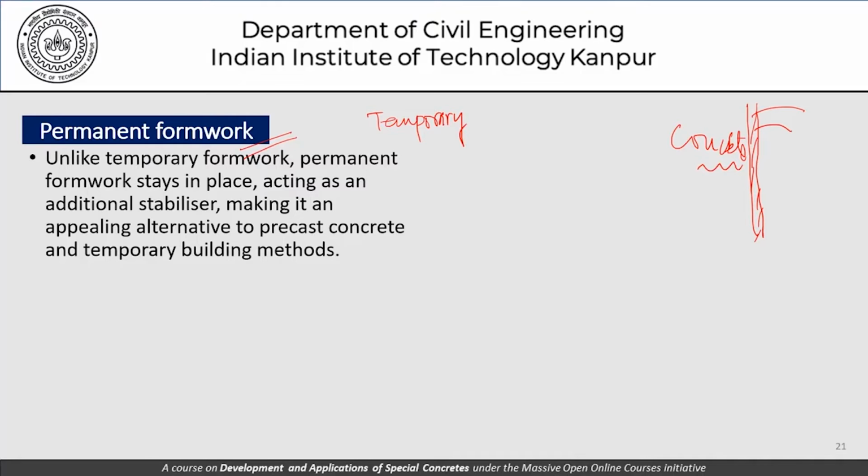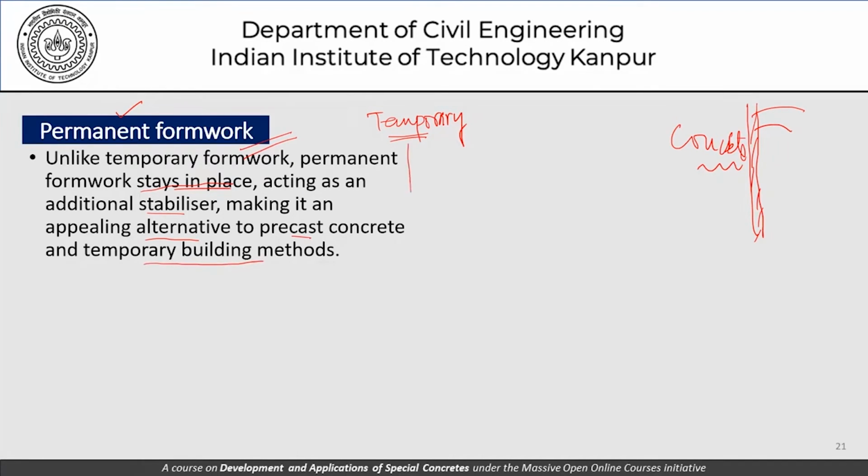So the formwork has a certain amount of life in terms of number of cycles of use and so forth. As against this, what can be called a temporary formwork, we are now going to talk in terms of permanent formwork. So unlike temporary formwork, permanent formwork stays in place, acting as an additional stabilizer, making it an alternative to precast concrete and temporary building methods.